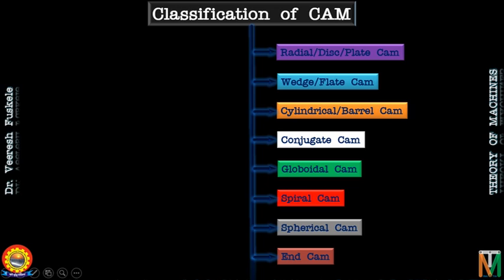So this is the classification of the cam. We have various cams depending on the types of motion, type of shape, and also according to the follower motion, each of which have specific applications. So this is all about today's lecture. I hope you have understood the various types of cams. In the next lecture, we will see the classification of the follower. Thank you.